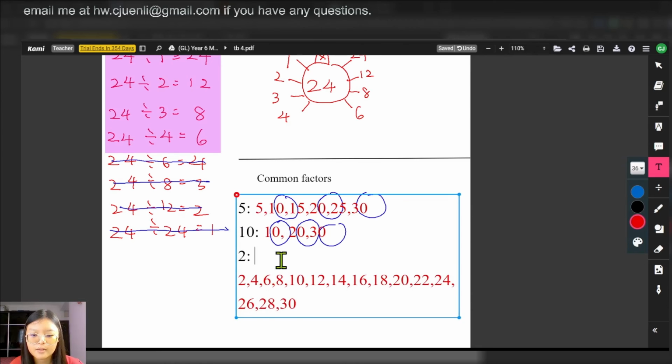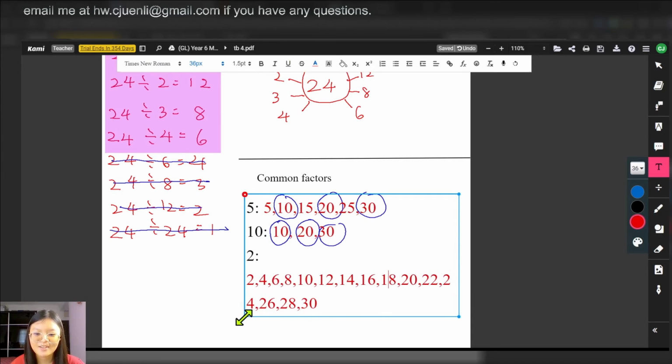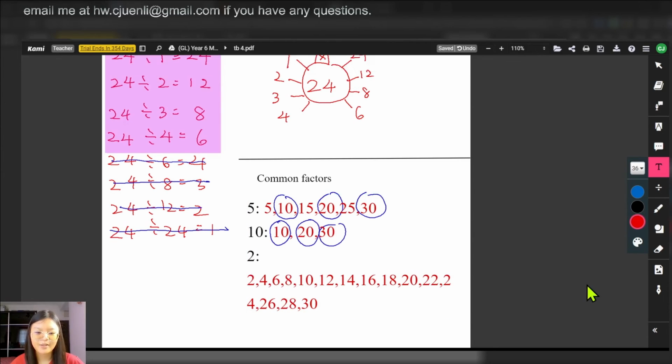All right. So over here, you can actually see the numbers. Oh, I accidentally moved the circles too. Okay, over here. So in this case, you can see all the multiplications of 2 right up until the number 30.